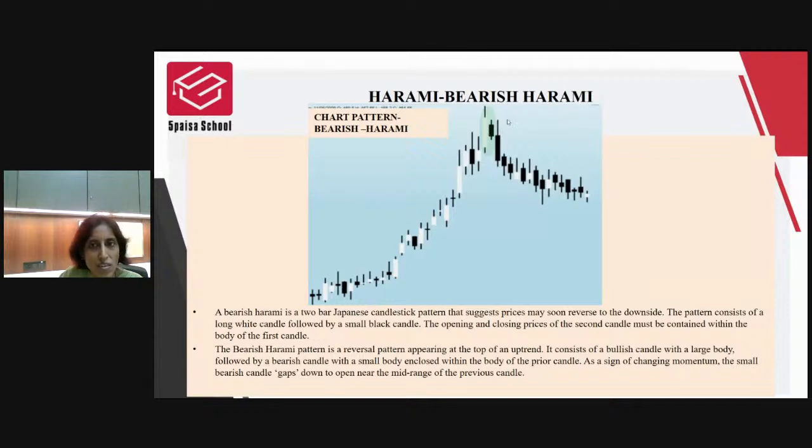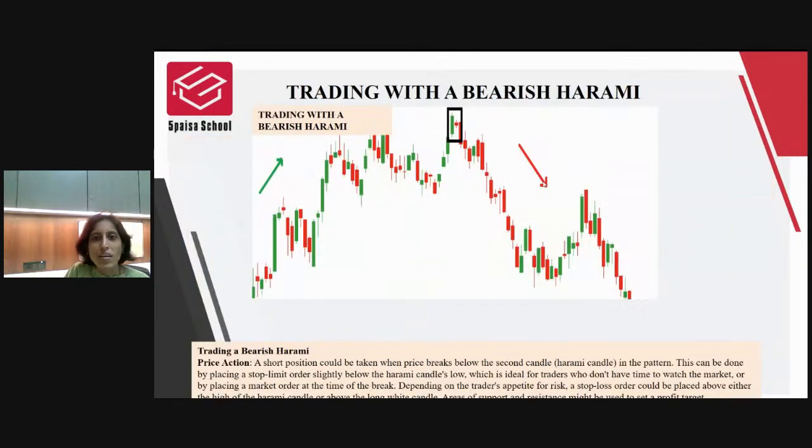And after this, if you get to see another black candle, it confirms for sure that from here on, bearish sentiment is likely to continue. And that is what you see in this chart, that the market moves downwards. So it indicates that the sellers are dominating the market. Coming to the bearish harami again, you get to see another chart.